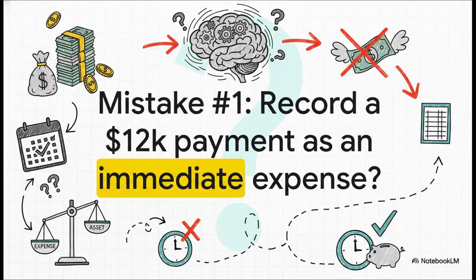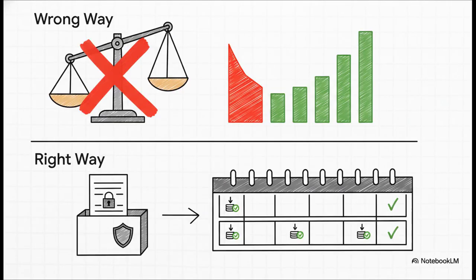This is by far the most frequent mistake students make when they first see a prepaid expense. The logic seems simple, right? We paid cash, so it must be an expense. But as we now know, that's a critical error in thinking. Understanding why this is wrong is essential.